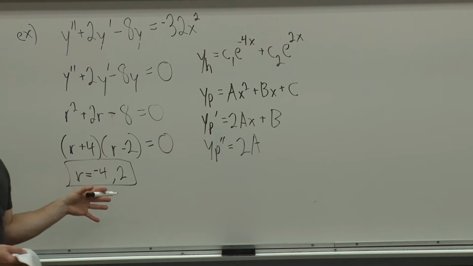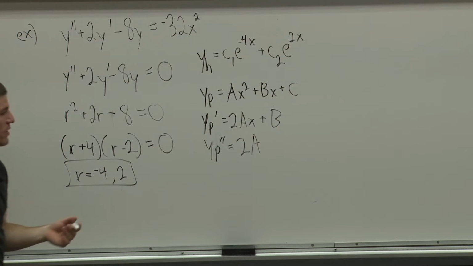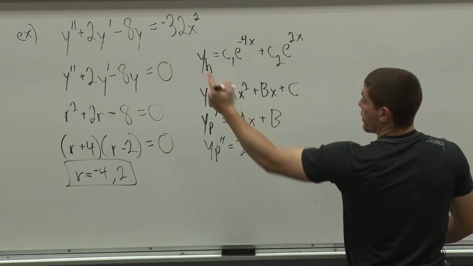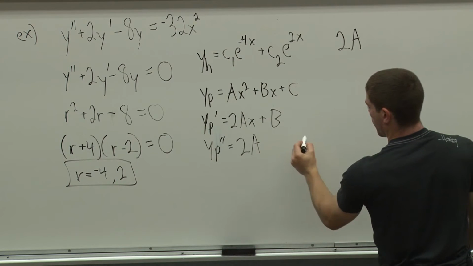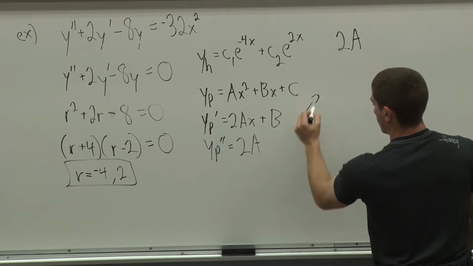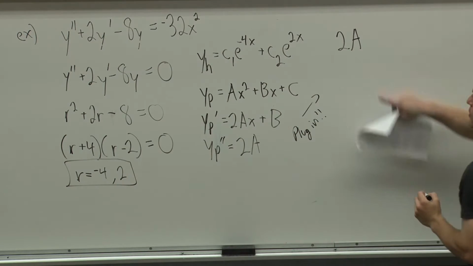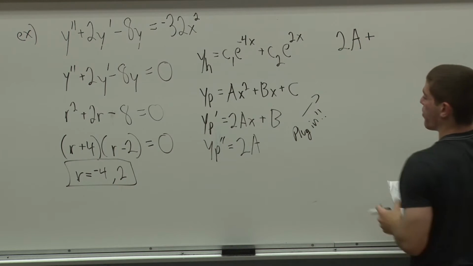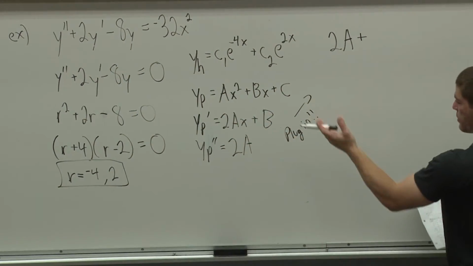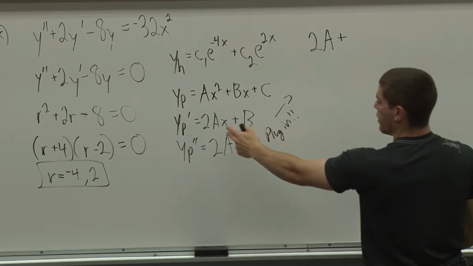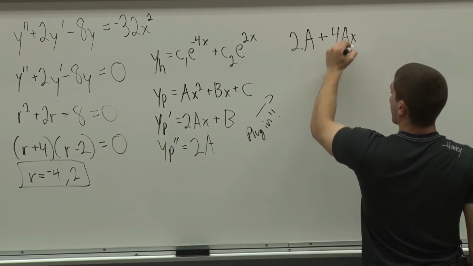All right. So now we're going to plug this in to our starting equation. So we have y double prime, which is simply 2a. So I'll write an arrow: plug in. So 2a, and then plus 2y prime. I'm just going to factor this 2 directly into the y prime so we don't lose track of that 2 later on. So this would be 4ax plus 2b.